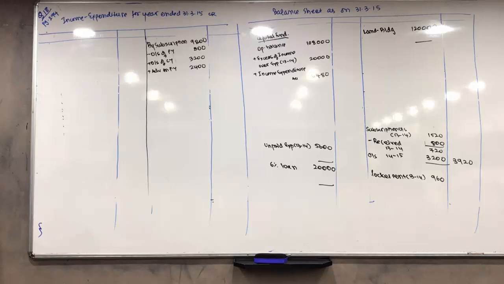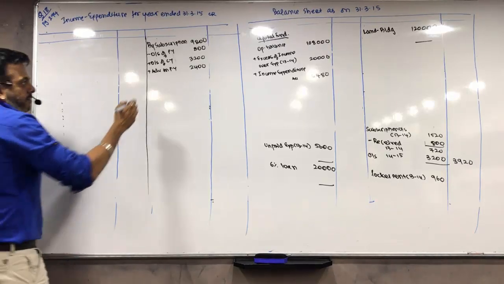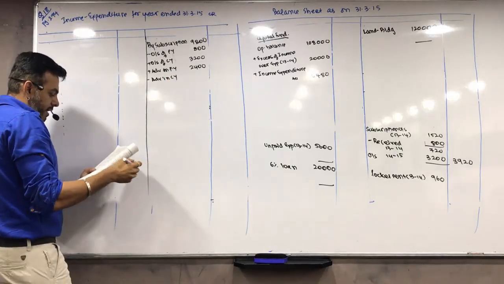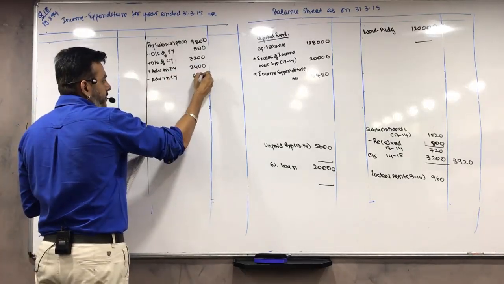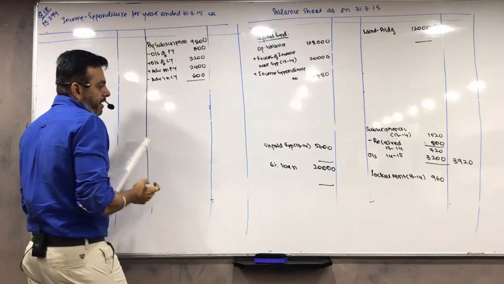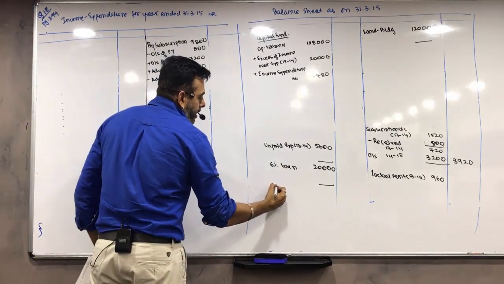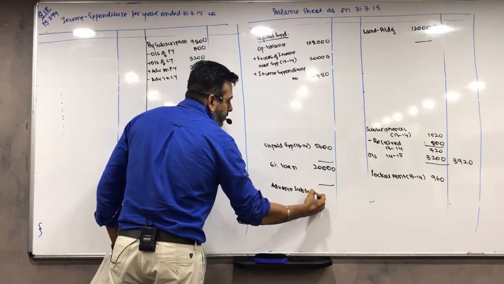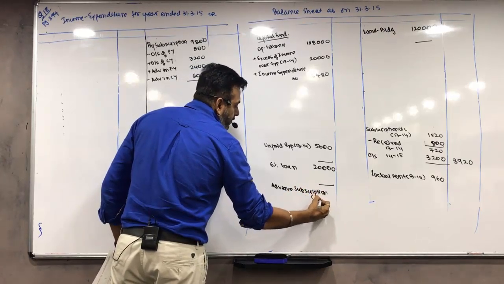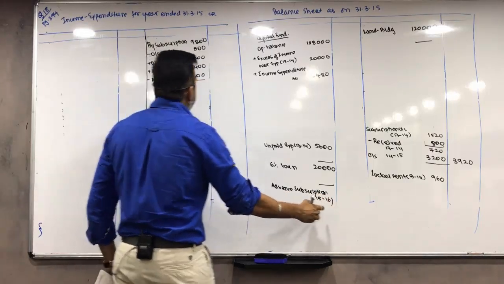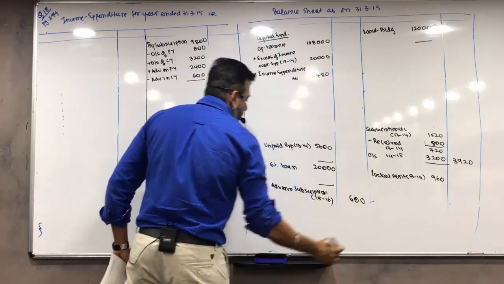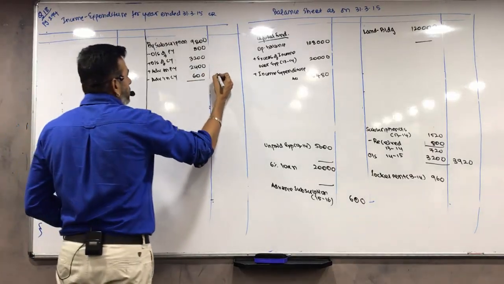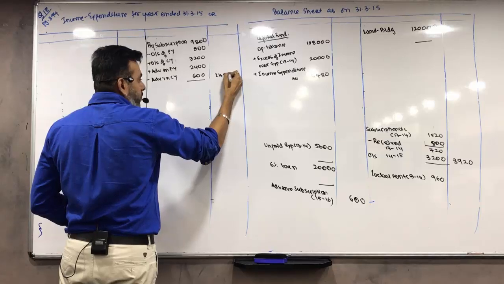Got it? Then you have minus advance in current year. How much advance have we received? 600. Second effect, advance subscription. We received for 15 and 16. You write the year so that it is clear in your mind. 600. Close this. How much? 40,000.